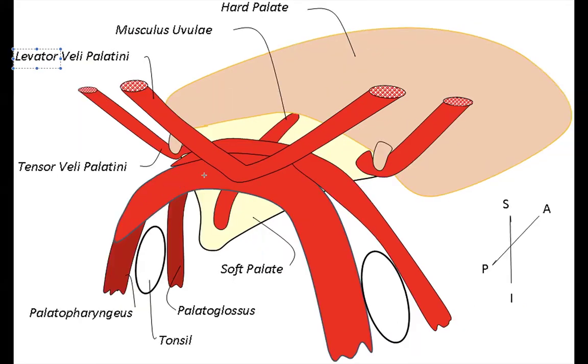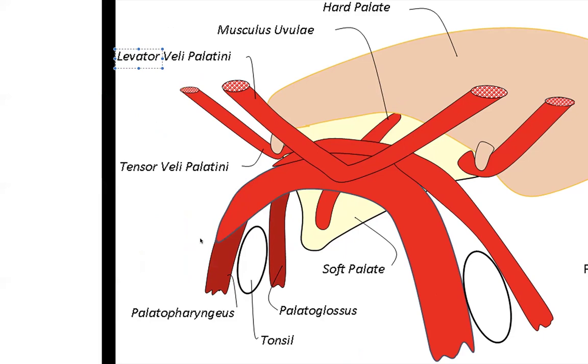Palatopharyngeus originates from the palatine aponeurosis, inserts into the thyroid cartilage. What does it do? Helps in swallowing. The musculus uvulae, the last thing I want to say about this one: if it contracts, it shortens the uvula.